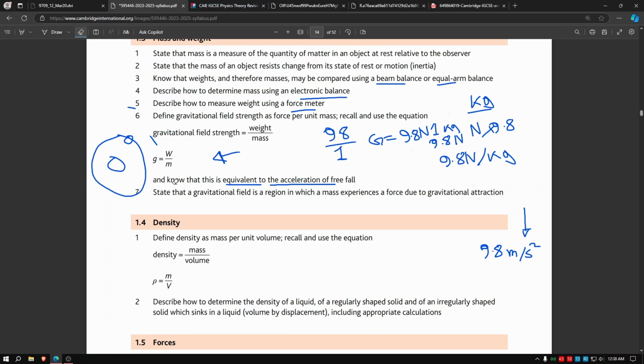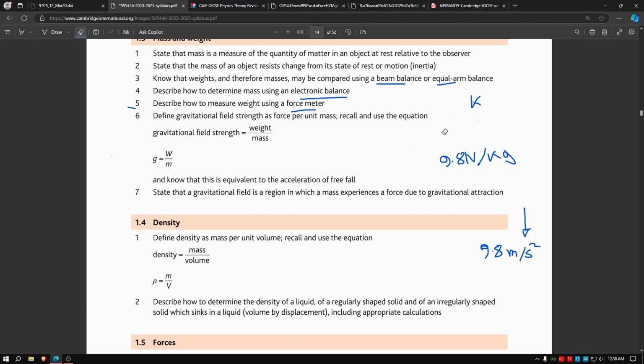So in short, just remember that a gravitational field is a region in which a mass experiences force due to gravity. Just memorize this whole thing. You have already understood why that is and what this is, right? Just memorize this and just write it up, straight and simple.